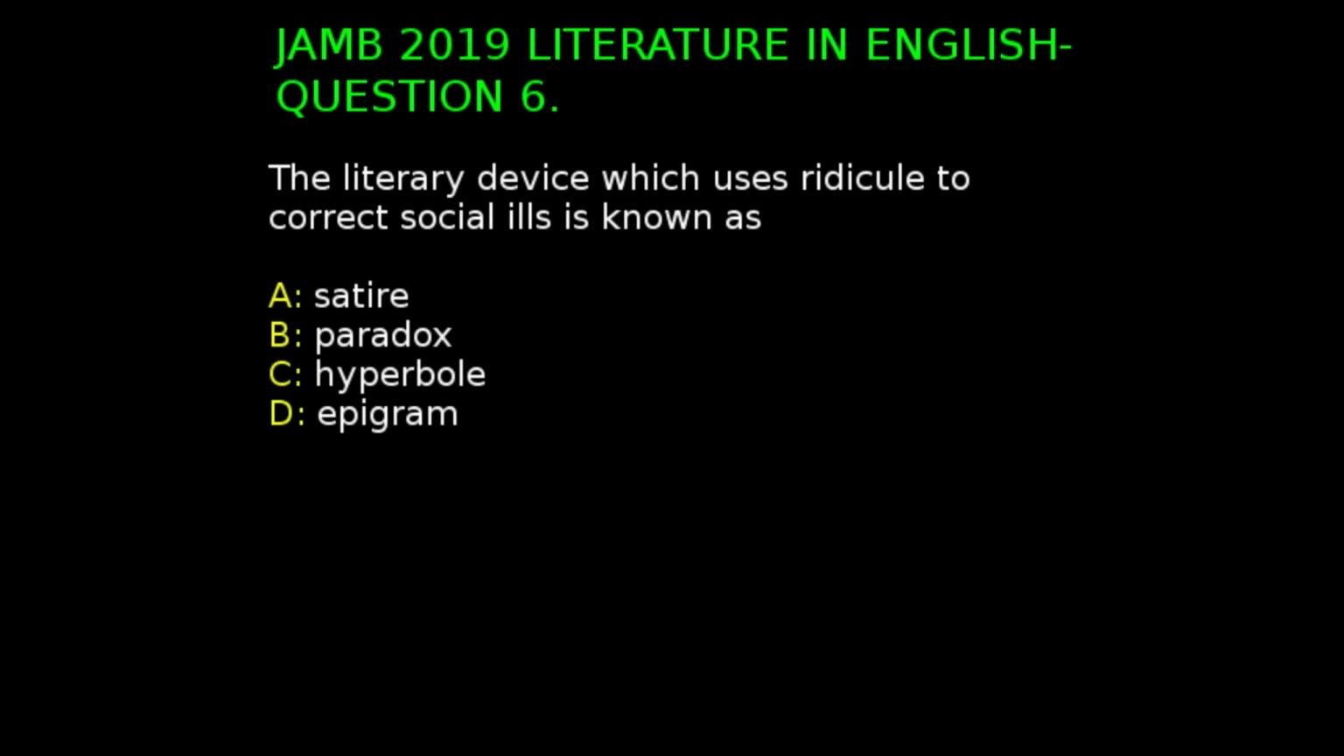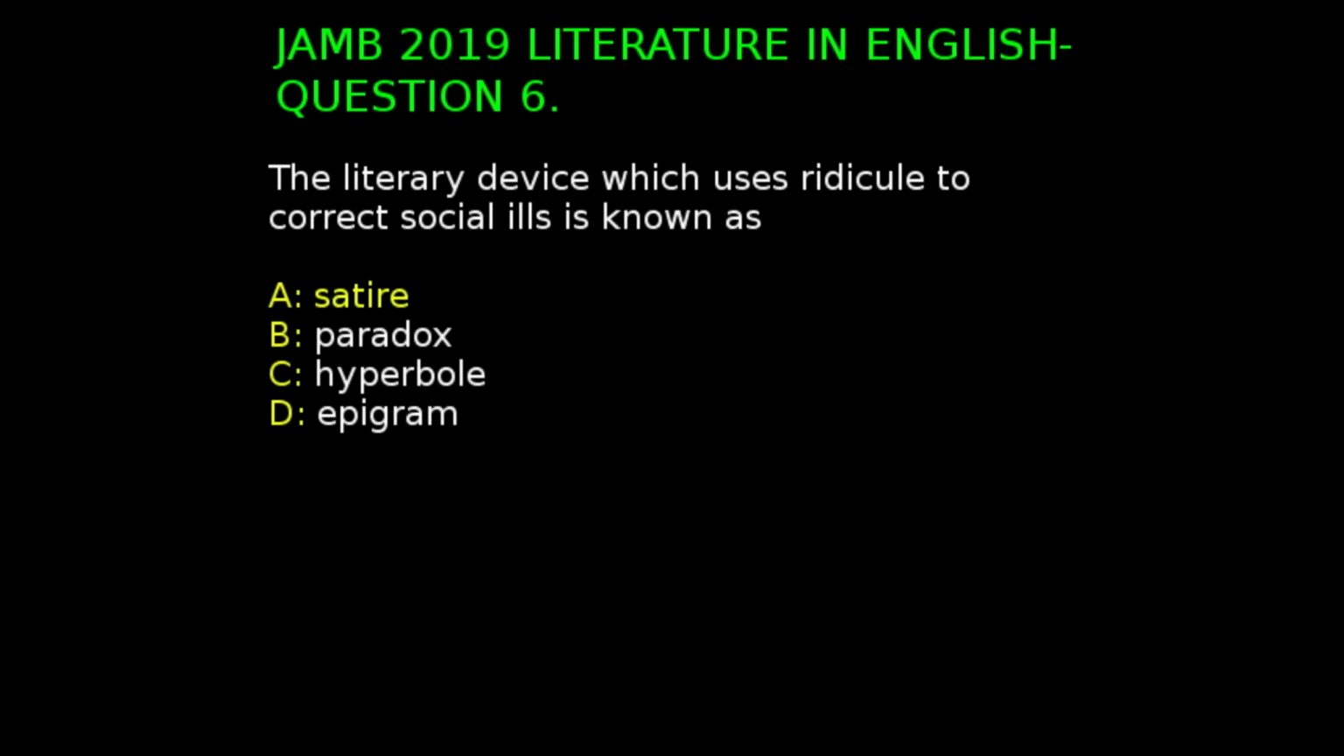Option D, which is epigram, can be defined as a short poem or phrase that expresses an idea in a clever or amusing way. Having defined the four options, it is easy to pick out the correct answer. The correct answer to this question is option A, satire.